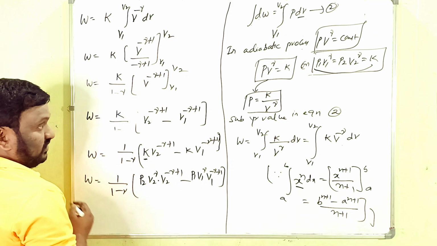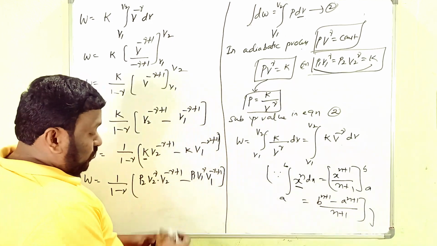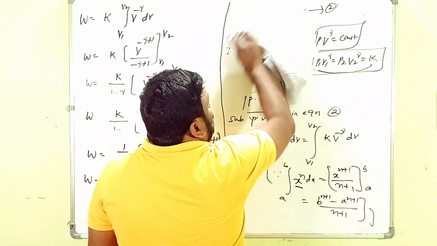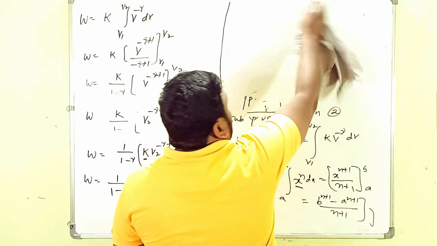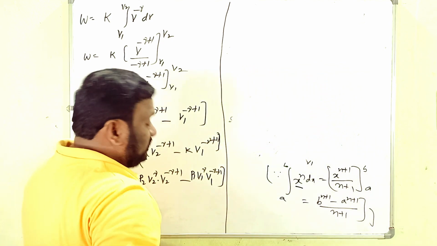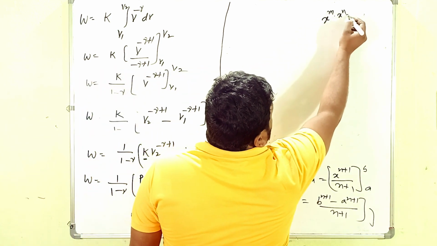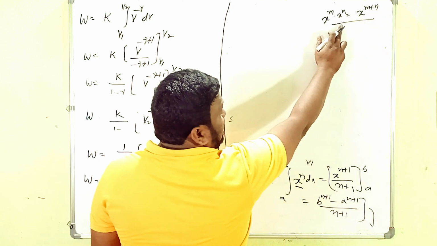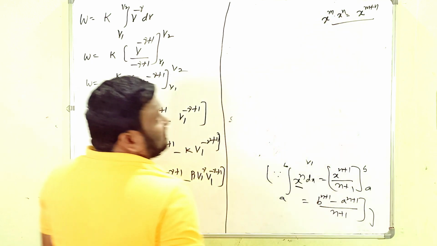Clear children? So now already we know that when bases are equal and it is a multiplication, we have to add the exponents. For example, x to the power of m into x to the power of n is there, then what do you write? X to the power of m plus n. It is a multiplication and bases are equal, then we have to add the exponents like that.